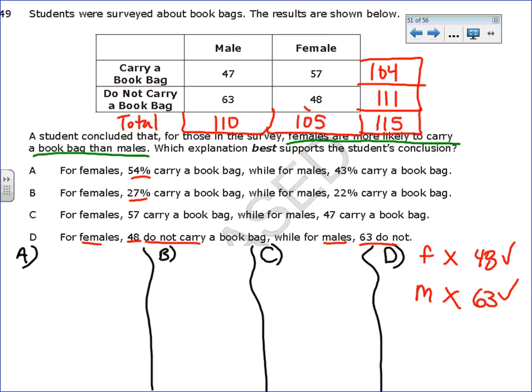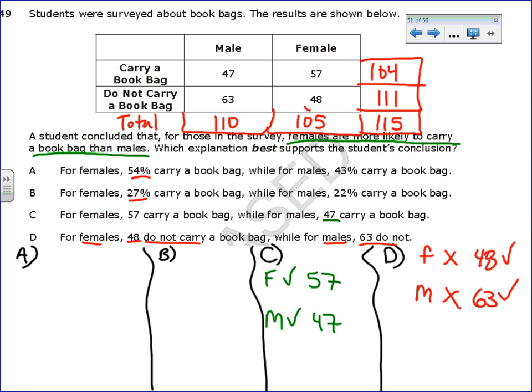C says for females 57 carry a book bag. So 57 carry a book bag. Let's see. Yep, that's true. Okay, and then males 47 carry a book bag. Males. Yep, that's true. So far, B and C are both accurate. That doesn't mean they're the best answer, but they are accurate.